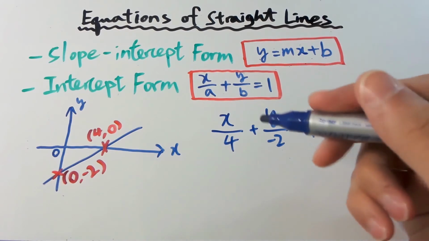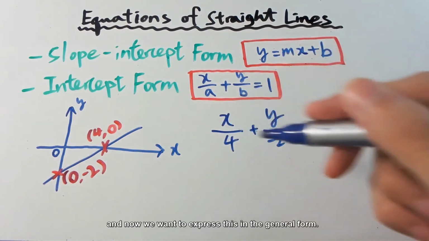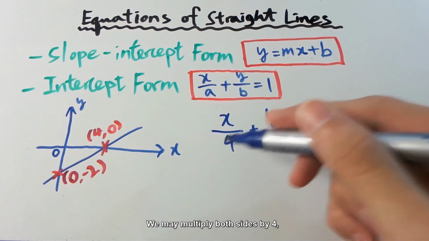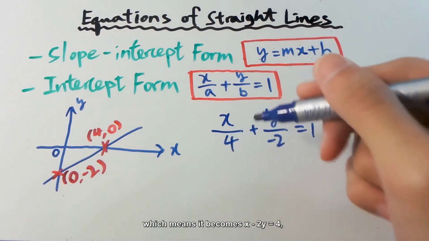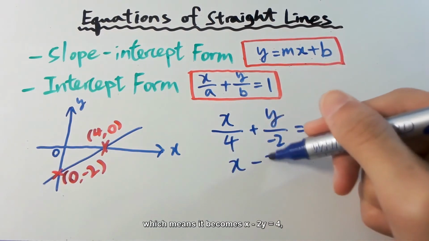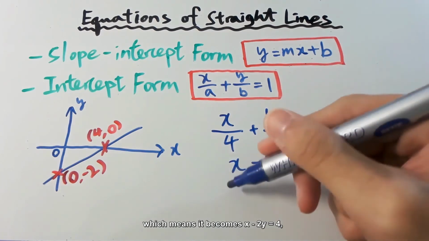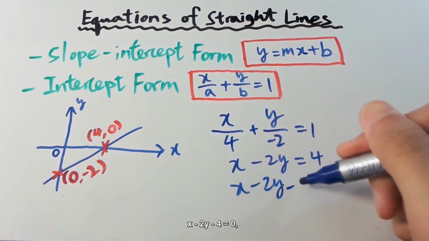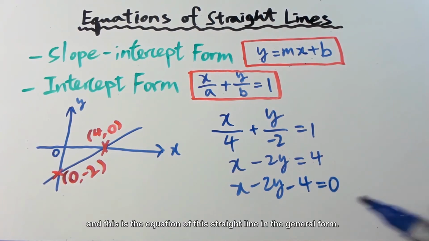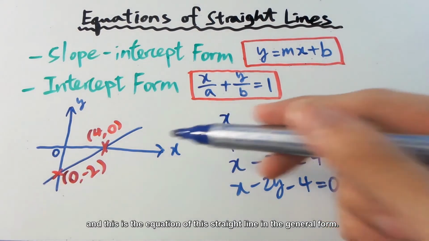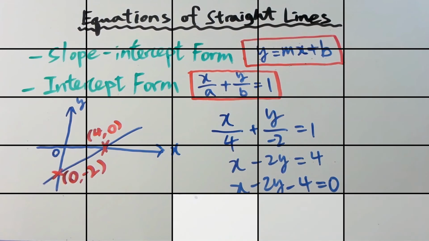Okay, and now we want to express this in the general form. We may multiply both sides by 4, which means it becomes x minus 2y equals 4. x minus 2y minus 4 equals 0. And this is the equation of this straight line in the general form.